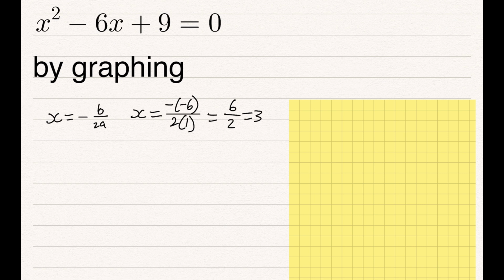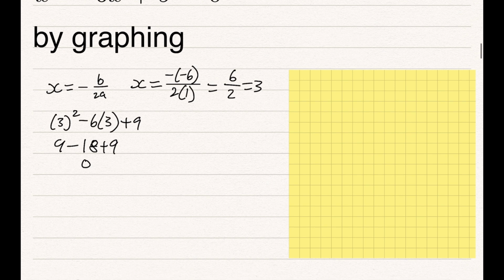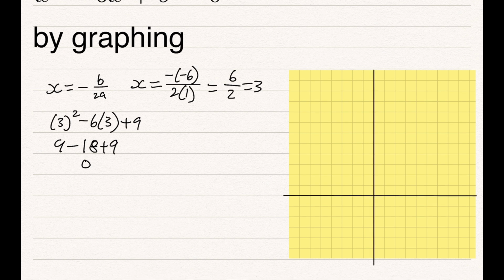To find then where the vertex would be, we have our original function and we plug it in. 3 squared minus 6 times 3 plus 9, and we work that out. 9 minus 18 plus 9, and that comes out to 0. And this parabola opens upwards because a is positive. We know that our axis of symmetry is when x is 3 and y is 0.